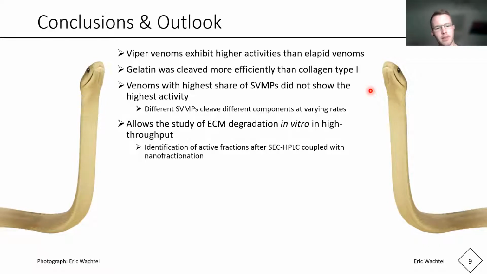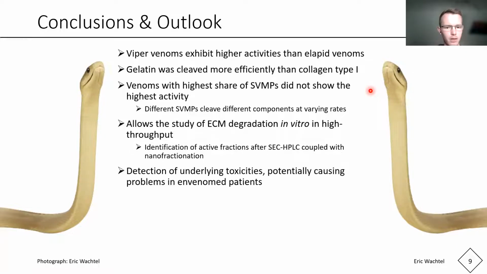Then it allows us to study the ECM degradation in vitro in high throughput. So we can do this with crude venoms or separated venoms. So we can identify active fractions after size exclusion. And then afterwards, the next goal would be to identify the active toxins in these respective fractions to 100% confirm that SVMPs are at play. But from the literature, this is most likely to be expected.